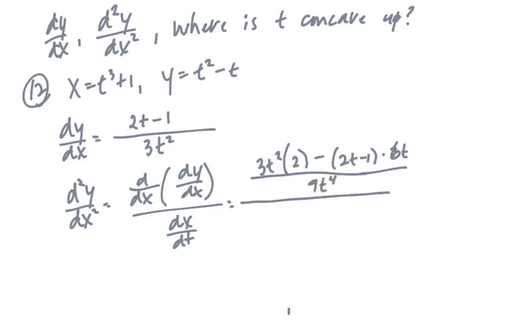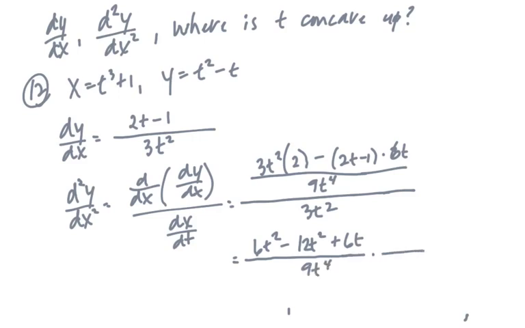So this becomes 9t to the fourth. And then we put dx over dt in the denominator. So the derivative of x with respect to t, where x is t to the third plus 1, is 3t squared. So let's look at the top. In the top, we distribute that and we get 6t squared minus 12t squared plus 6t over 9t to the fourth. Keep change flip, so we're going to multiply by 1 over 3t squared.